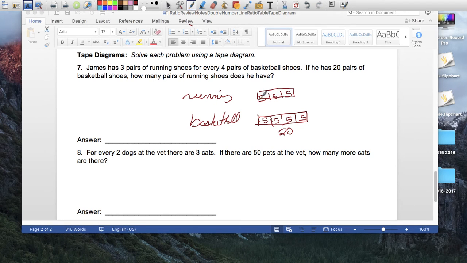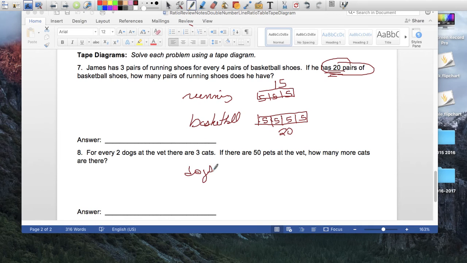So which makes this top 5 as well. So how many running shoes do I have? Well, 5, 10, 15. Okay. So the key here is being able to find where to put that initial 20. What does that 20 represent? In this case, it represents these 4 boxes.